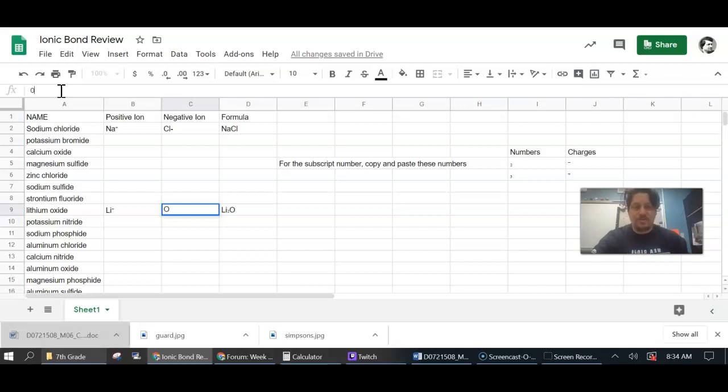Now since the negative 2 charge, we have to write that a little bit differently. Since it needs 2 electrons, we're going to use the number 2. We're going to use the superscript, which I need to fix my spelling error. There we go. Oh, that's not any better.